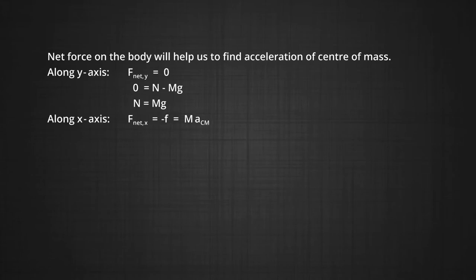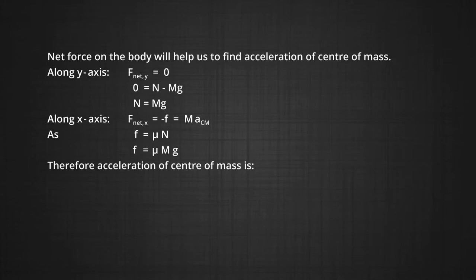Net force on the body will help us to find the acceleration of the center of mass. Along the y-axis, or the vertical axis, the net force is zero. Therefore, normal reaction will be equal to the weight of the body. While along the x-axis, the net force can be written as minus f is equal to m times the acceleration of center of mass. Since we know frictional force is equal to mu times normal reaction and the normal reaction is equal to weight, therefore frictional force magnitude is equal to mu times the weight of the body.